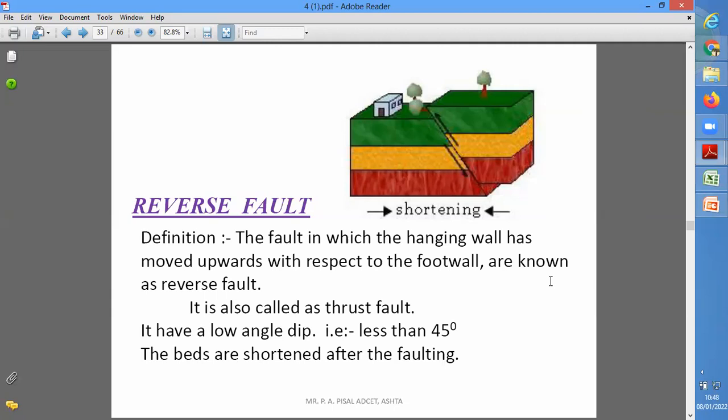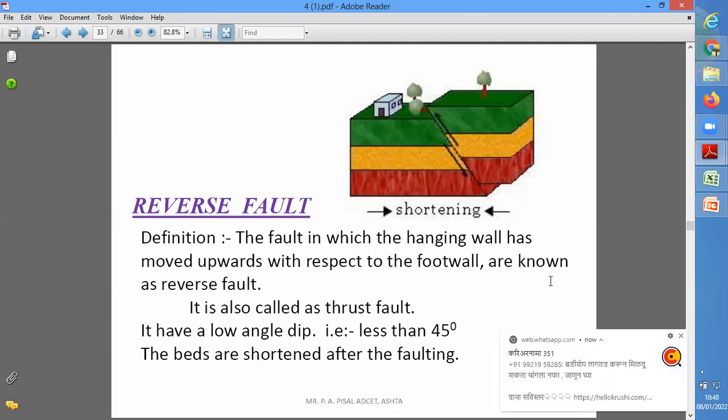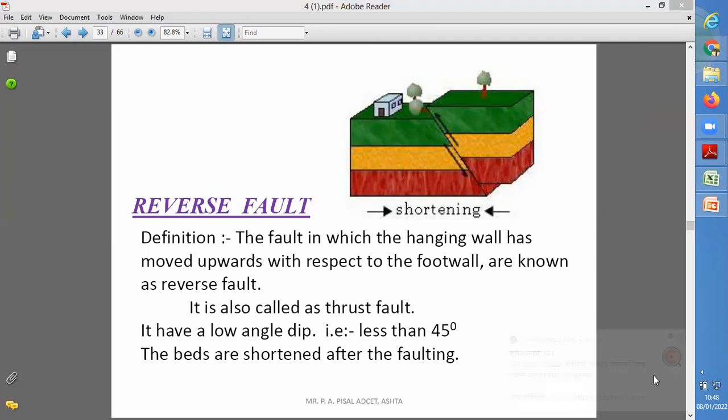So what are the important points regarding the reverse fault? The fault in which the hanging wall has moved upward with respect to the footwall is considered as a reverse fault. It is also considered as a thrust fault. The angle made by the fault plane with the horizontal layers is always less than 45 degree, and the beds are shorter after the faulting. Just wait, I will explain here again with the help of a diagram.